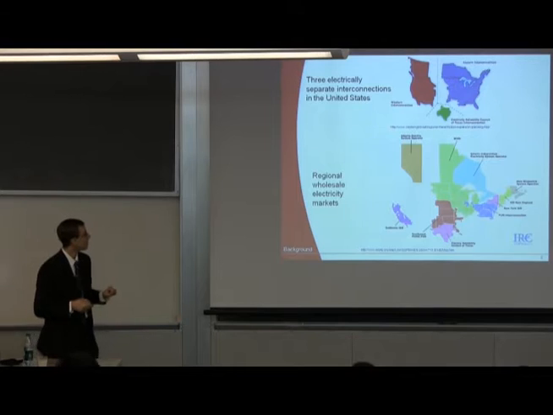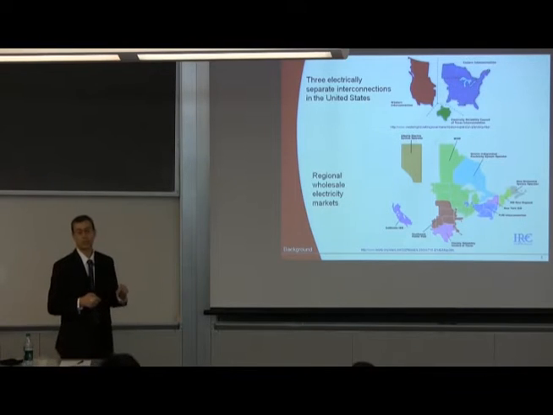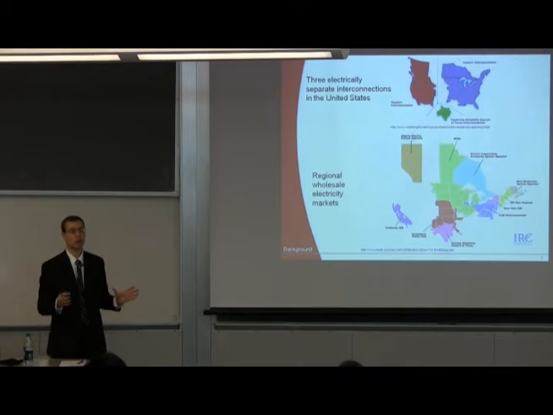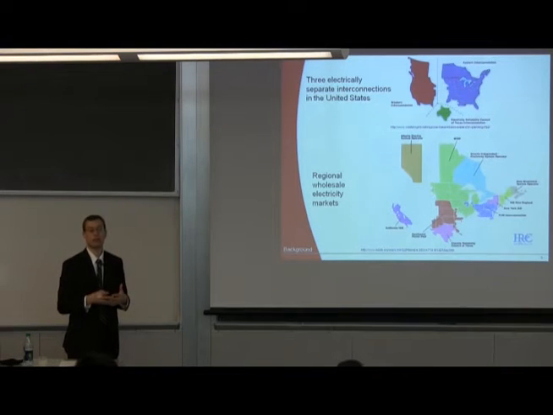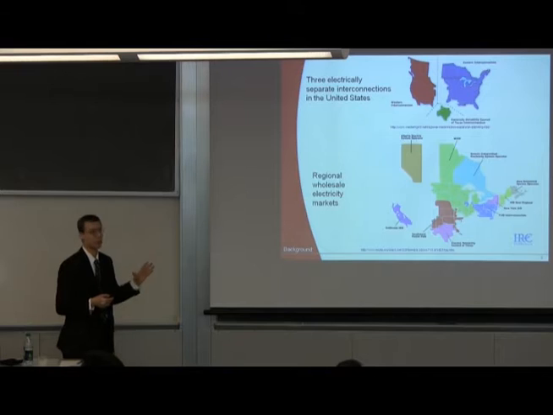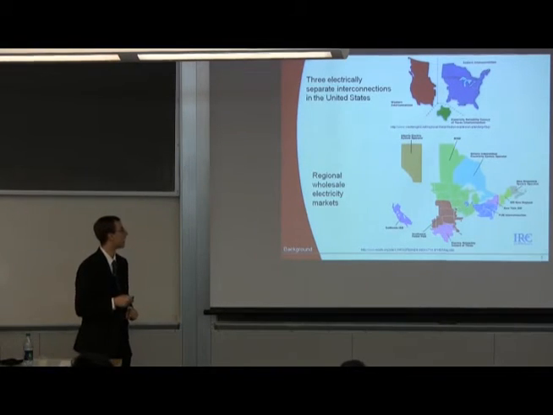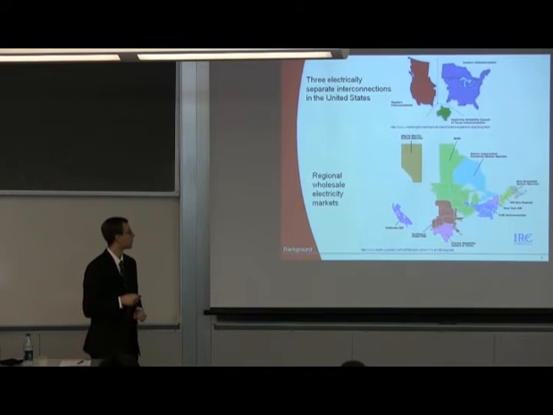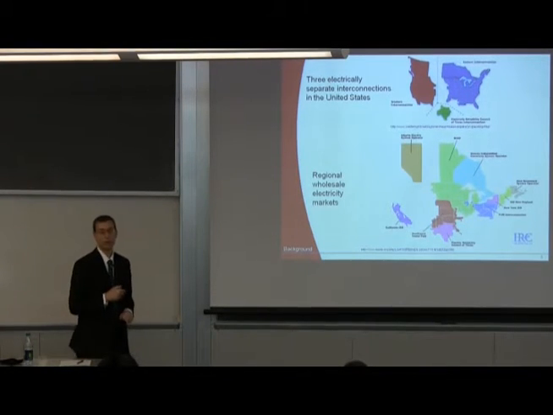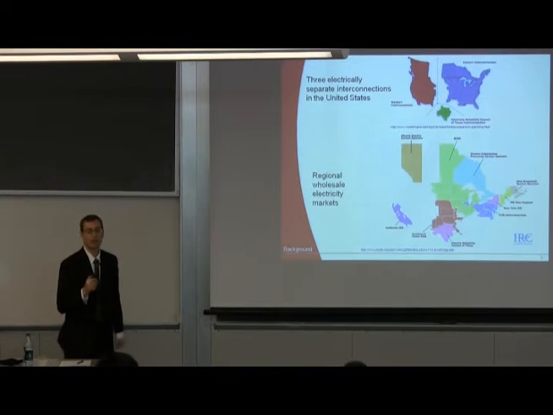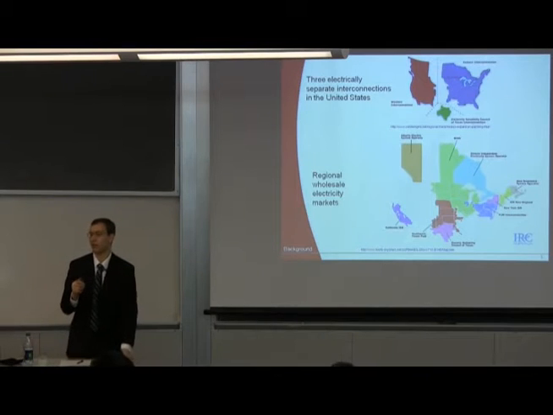So in the United States, we actually have three electrically separate interconnections. These all operate at 60 hertz, but they're not electrically synchronously connected. There might be some DC connections between them, but primarily they're quite separate. We have, where I'm from, the Eastern Interconnect. Then there's the Western Interconnect, where we are right now. And Texas, of course, does its own thing. And there's the Electric Reliability Council of Texas, or ERCOT.